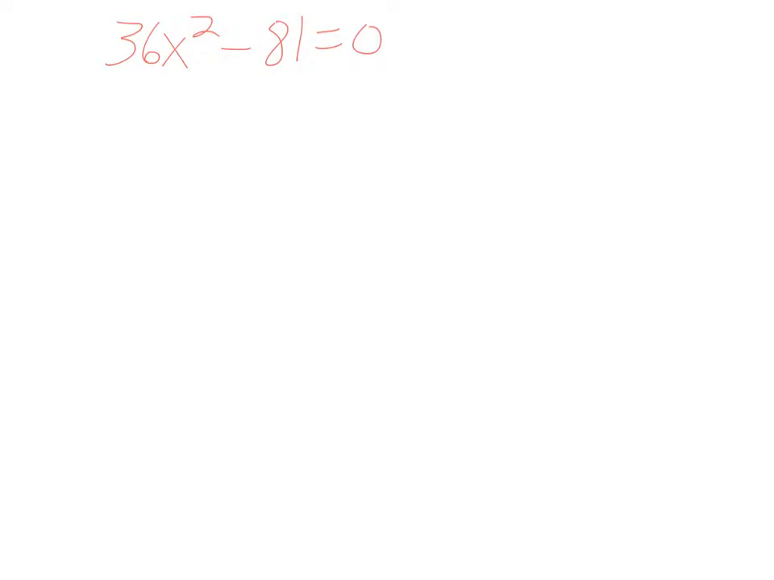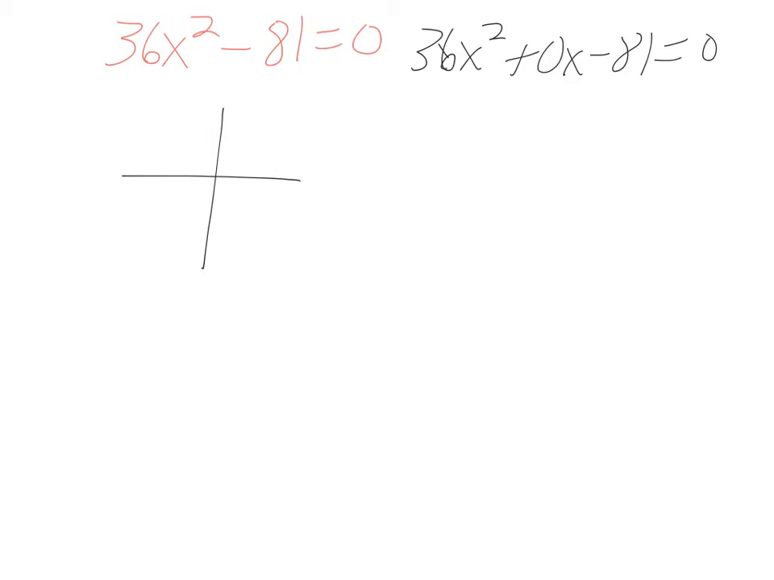Alright, another one here. This is also going to be in factoring. You can see that I don't have a middle term, so really it kind of looks like 36x squared plus 0x minus 81 equals 0. But we don't really need that 0x. I just know that when I multiply from making my box, the middle term has to add up to 0. So I need the factors of 36. That'd be 1 and 36, 2 and 18, 3 and 12, 4 and 9, 6 and 6.